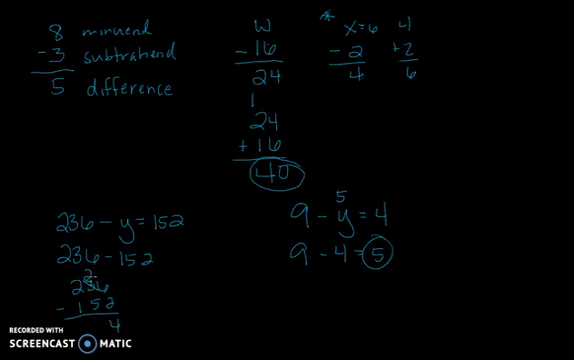We need to borrow. 13 minus 5 is 8. So our answer is 84. All right? So pretty easy.